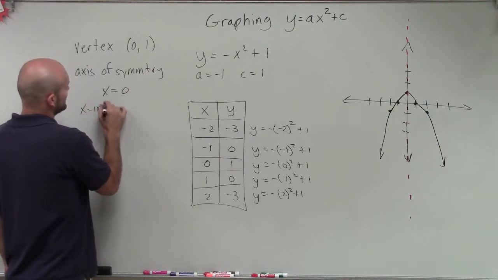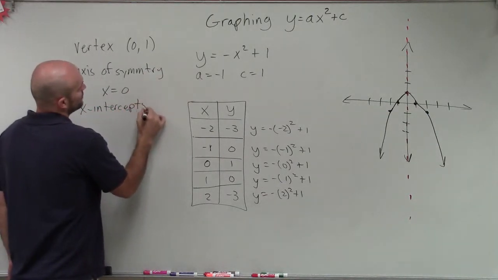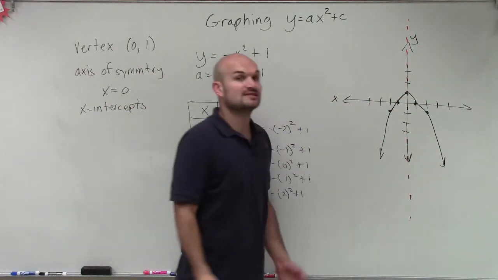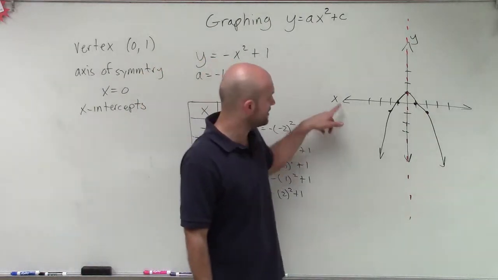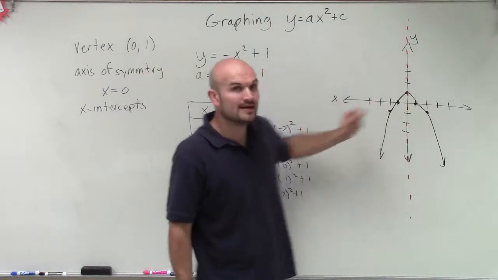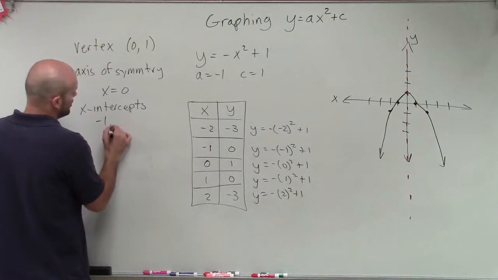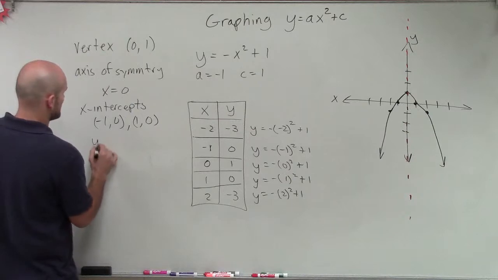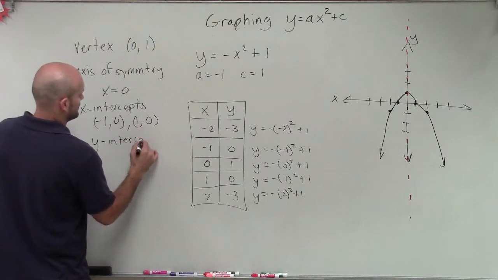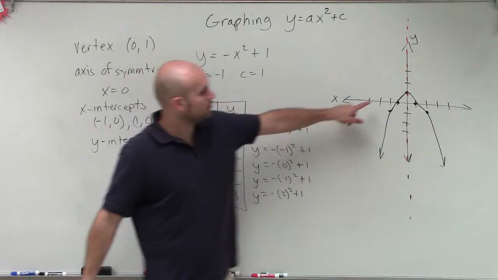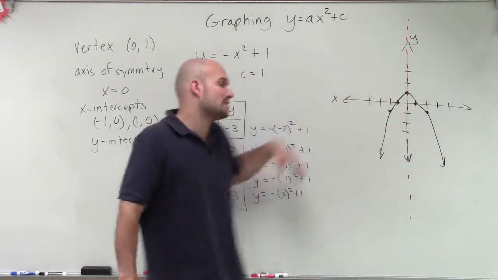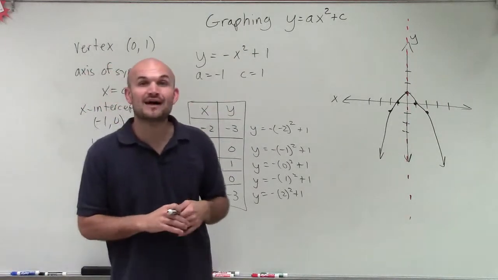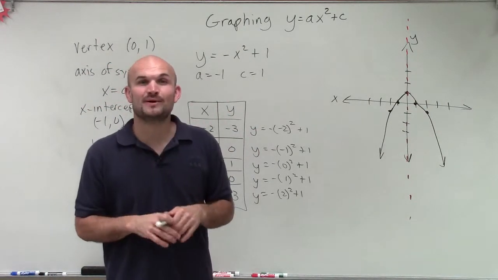And then we have x-intercepts. X-intercepts are where the graph crosses the x-axis. So here's our x-axis, here's our y-axis, and we can see it actually crosses our x-axis at 2 different points: -1 and +1. So I'm going to label both of those points as my x-intercepts. And then my y-intercept: there's only one of them, because the graph only crosses the y-axis at 0, 1. So there you go, ladies and gentlemen. That is how you graph y equals -x squared plus 1. Thank you.